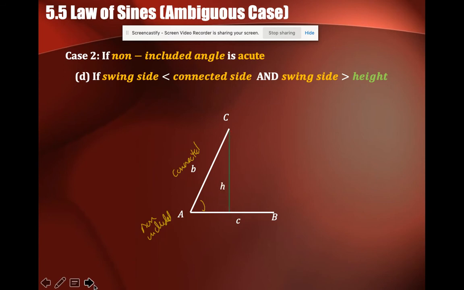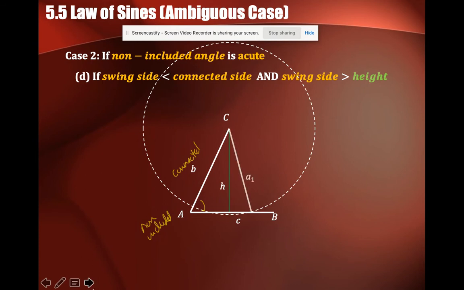There's my height. But the swing side is not as long as B, but it is bigger than height. What happens? That side is longer than my green height, but not as long as B. Take this height and swing it around your circle. It's going to intersect the base twice.